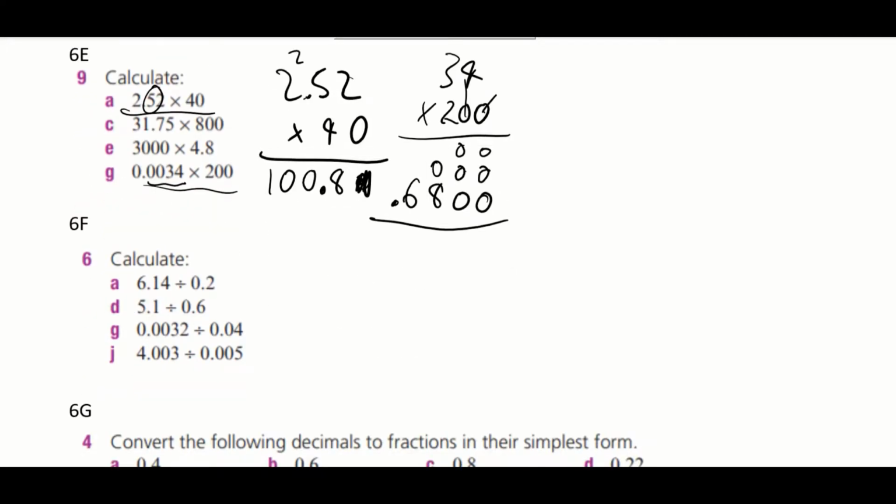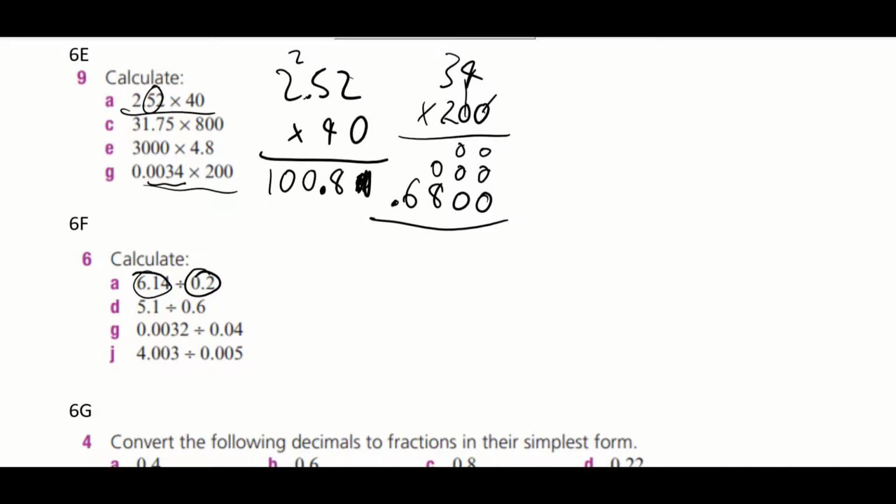Now, dividing is a little different. You can't just do it like normal division. It'll blow you away when you do it on paper. What you have to do is make the divisor, which is the one you divide by, a whole number. This is the dividend, by the way, the one you're dividing, and the answer is the quotient. Just a reminder on that.